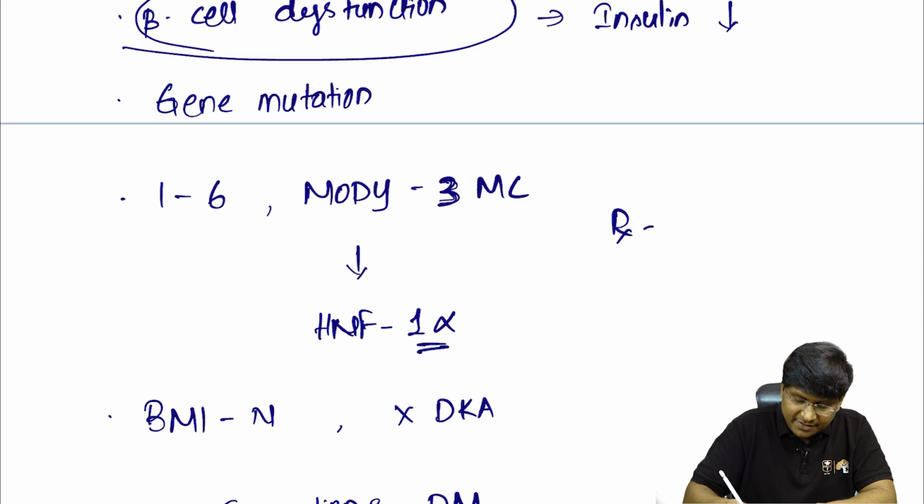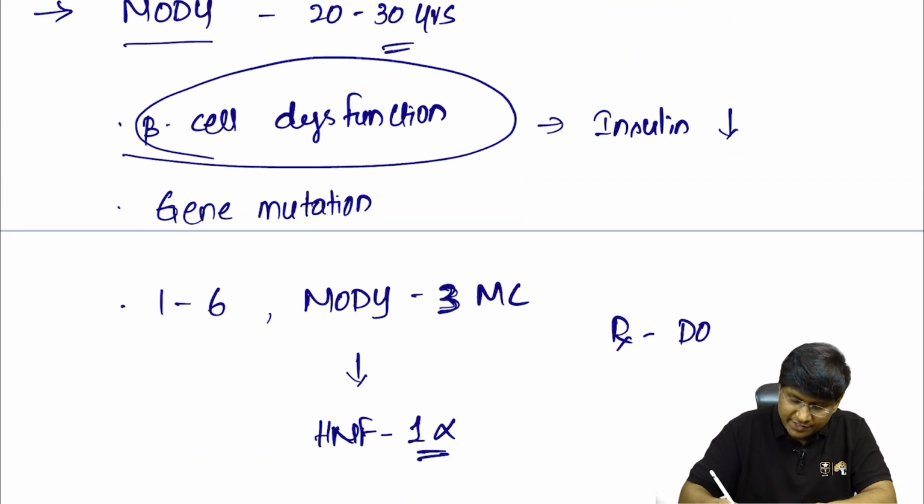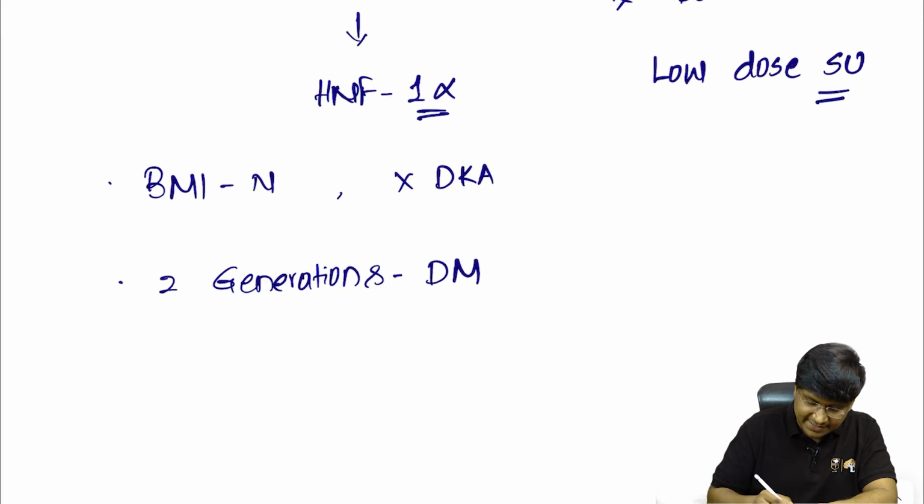Now what is the treatment that you will be giving in case of the MODY? The drug of choice is a low dose sulfonylurea, and that low dose sulfonylurea that we give is glimepiride, which will stimulate the beta cells to produce the insulin. Okay, so that is about the MODY, maturity onset diabetes of young.